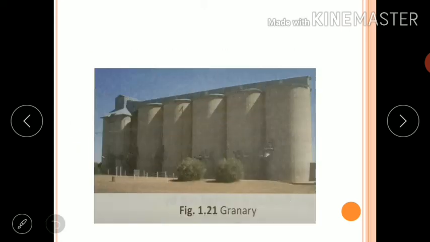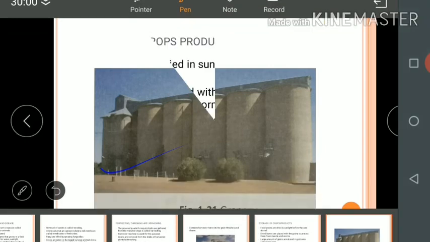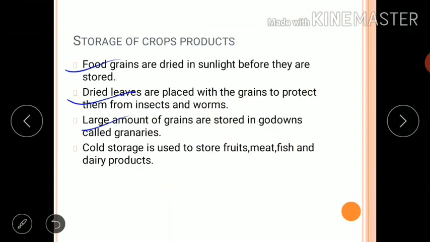I'll show you over here. This is called a granary. Granaries. These places are also regularly inspected to protect the grains and ensure that the storage is safe.